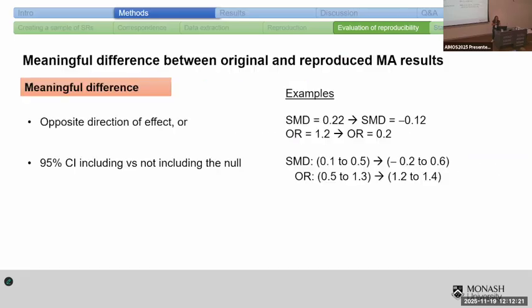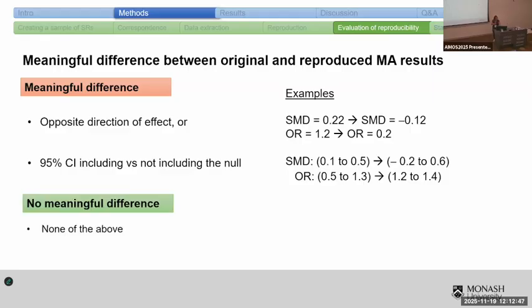Following that, when we found a difference, we classified it as a meaningful difference if there was a change in the sign of the effect estimate, or when the 95% confidence interval changed from including the null to not including the null. Not the p-value, of course. This basically means that these are the changes that most likely would affect the author's conclusion about the intervention effect. So what did we find?